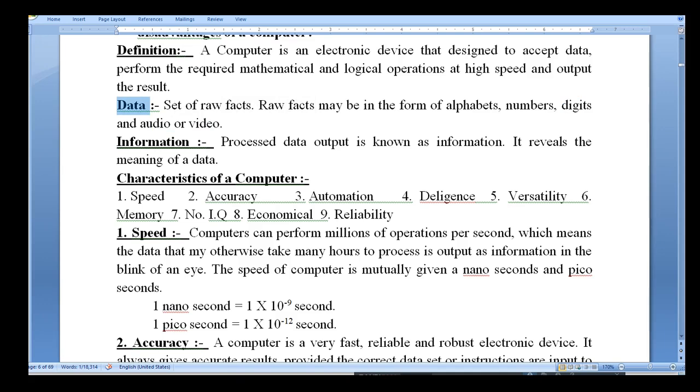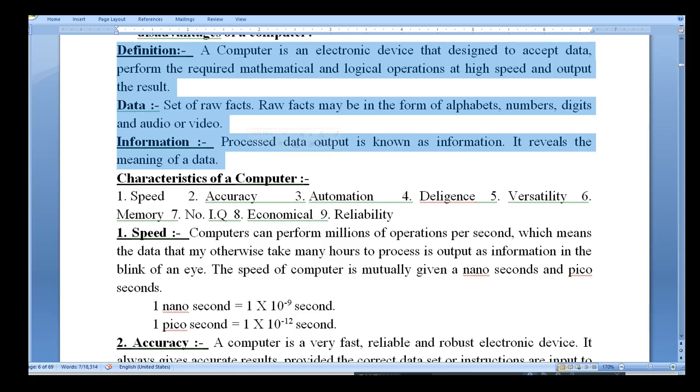An example of data: if you are registering for an Aadhaar card for the first time, at the Aadhaar center you enter your name, father's name, house number, address, mobile number, email address, etc. After you enter your data, a number will be generated by the system and the card will be sent to the address specified at the time of registration. The card is called information. Information is nothing but processed data; the output is called information and it reveals the meaning of the data. Okay, this is the definition of a computer.